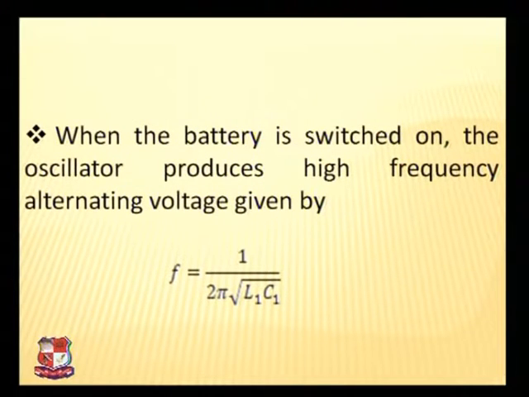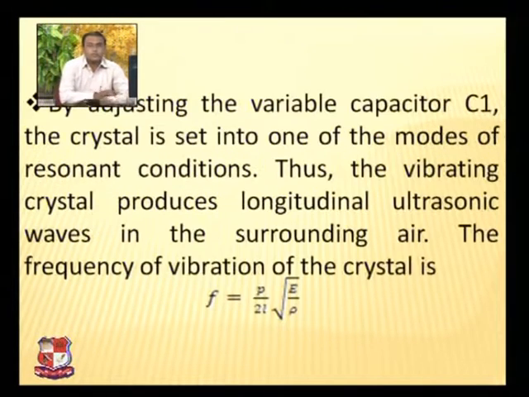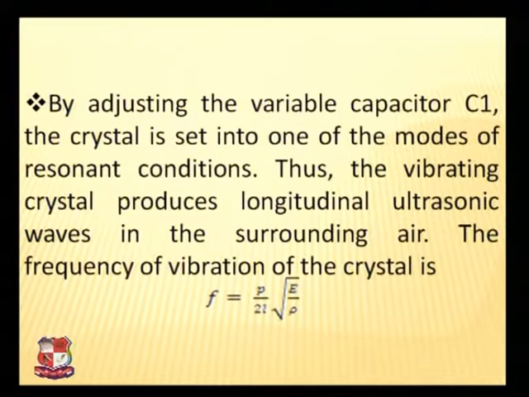You can see the frequency of this production of ultrasonic wave is f equal to 1 upon 2 pi root of L1 C1. By adjusting the variable capacitor C1, the crystal is set into one of the modes of the resonant condition.